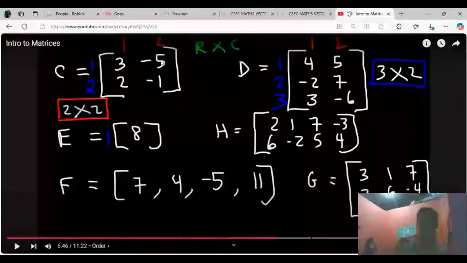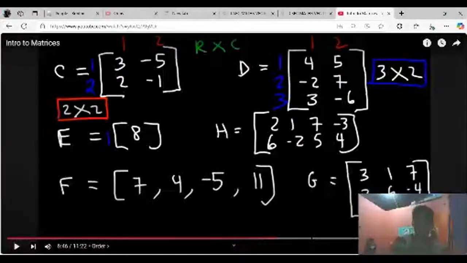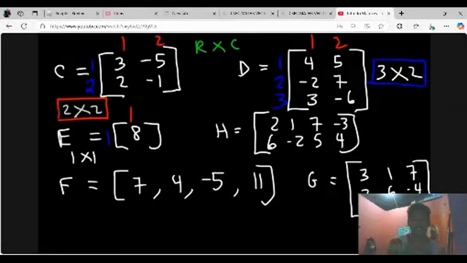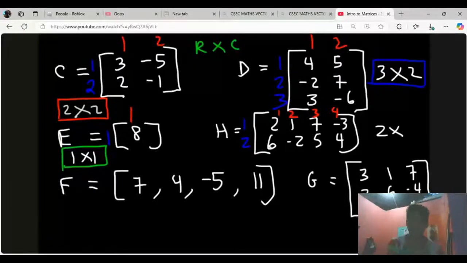So this is a 1 by 2. This is a 3 by 2. There's a 2 by 4. So each is a 2 by 4. For each it is a 2 by 4, and for F, it is a 1 by 4. And for G, it is a 3 by 3.